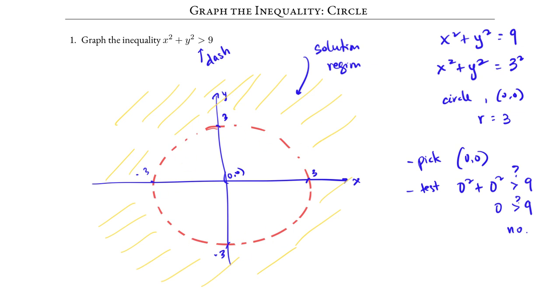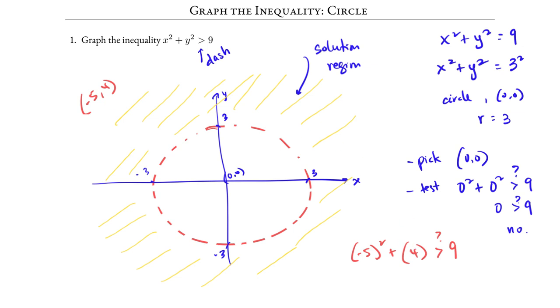Earlier, we picked the origin (0, 0), and we tested and saw that it does not satisfy the inequality. If we were to pick another point, for example -5, 4, which is in the second quadrant, and we test it, we see that x squared, which is (-5) squared, plus y squared, which is 4 squared, and we want to check to see whether this is greater than 9. We're using the given inequality to test this point.